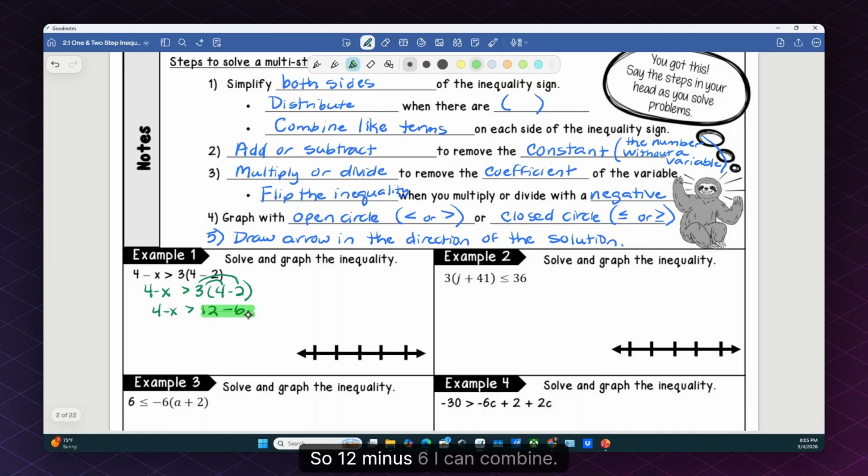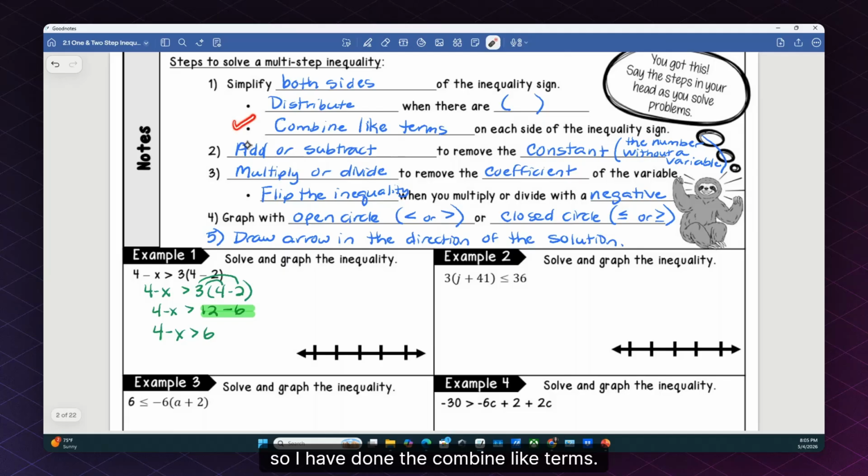So 12 minus 6, I can combine. So I'm just going to write this 4 minus x over again, and then 12 minus 6 is going to be 6. All right, so I have done the combine like terms. Now we're on to step 2, where it says to add or subtract to remove the constant.